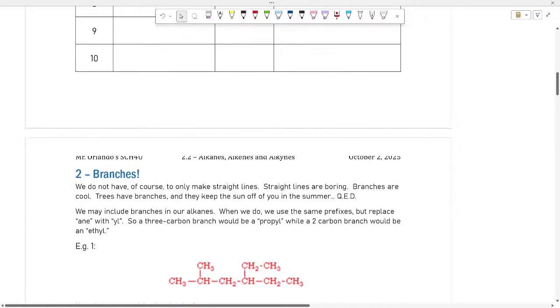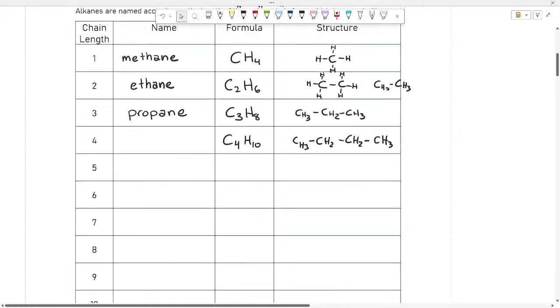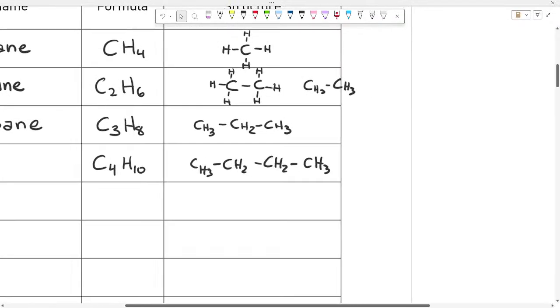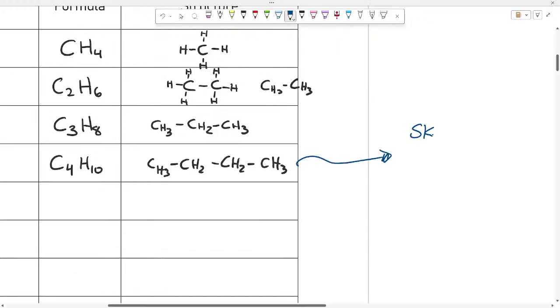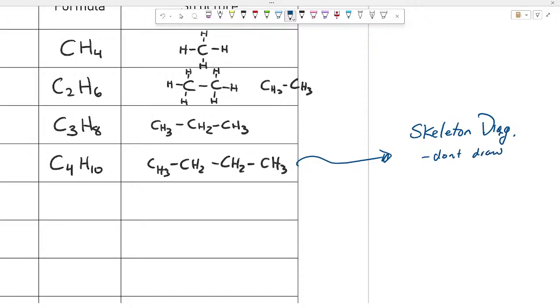I will introduce you to another way we can draw this. In organic chemistry, instead of this, I could draw this in what's called a skeleton diagram. And in a skeleton diagram, we don't draw carbons. And we don't even draw the bonds to hydrogen.